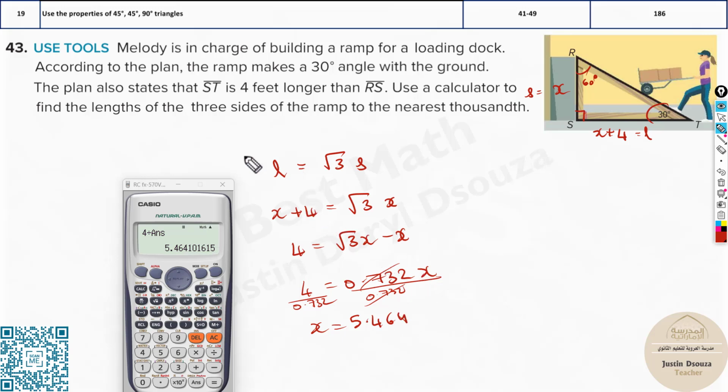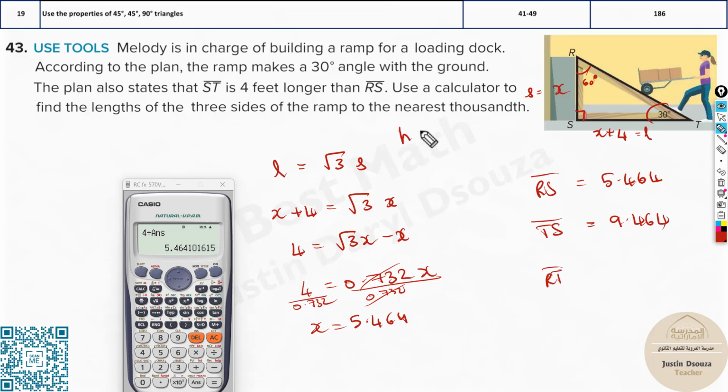It's not over. Let's see, what do we have to find? Find the three sides. I have just found the x value, that is the shortest side. RS is found, that is 5.464. Now what about the other sides? I can easily find ST, because that is just x, whatever this is, add 4 to it. It will be 9.464.